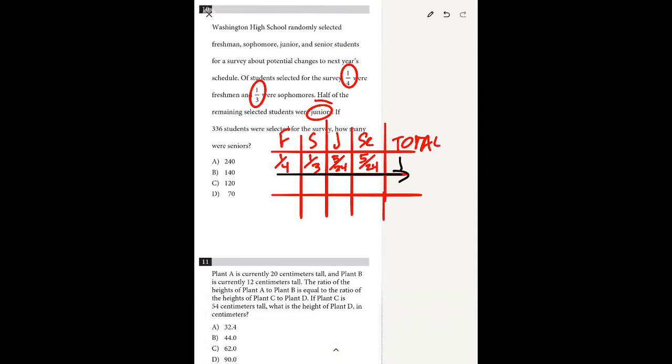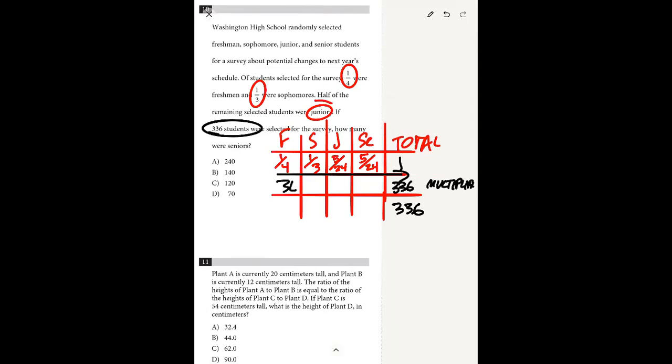Now, they tell us that the total number of students that were surveyed was 336. So that's what goes down in the bottom here. And what you want to do with the ratio box is find out what number you multiply 1 by to get 336, and it's obvious that it's 336. So this is called the multiplier.